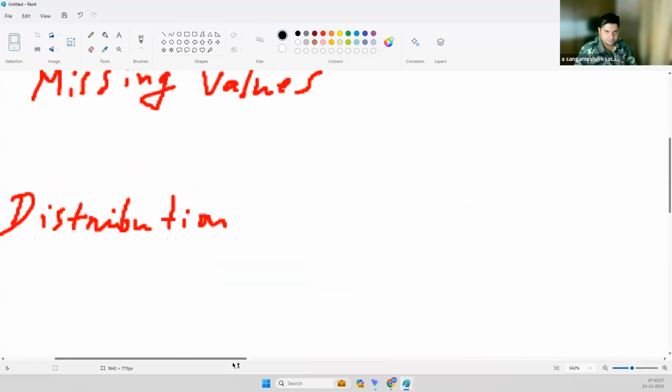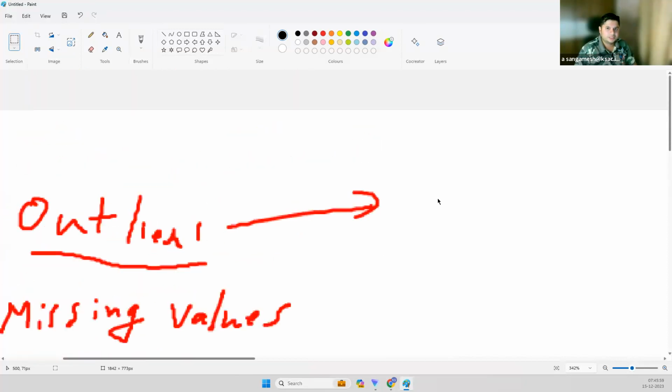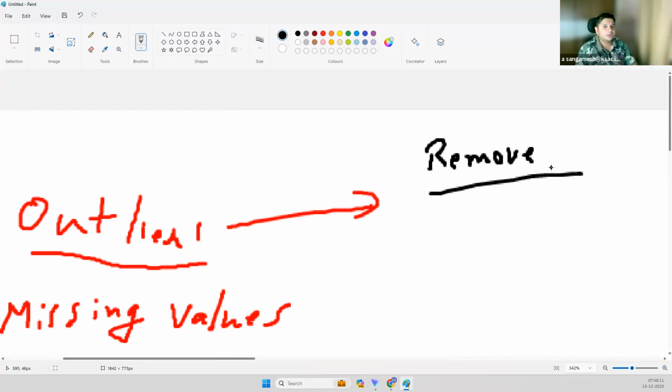So whenever we have this kind of scenario of outliers, we do a couple of things. Number one, we majorly try to remove that particular outlier. This is the first thing: identify the outlier and eliminate the outlier. The second thing is transform.